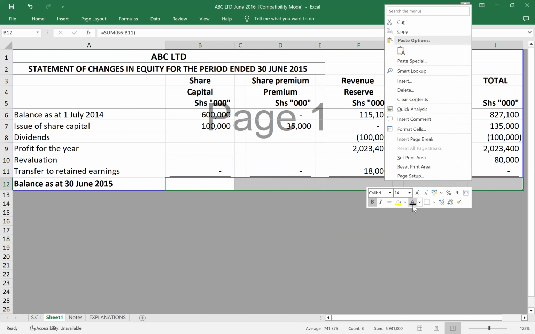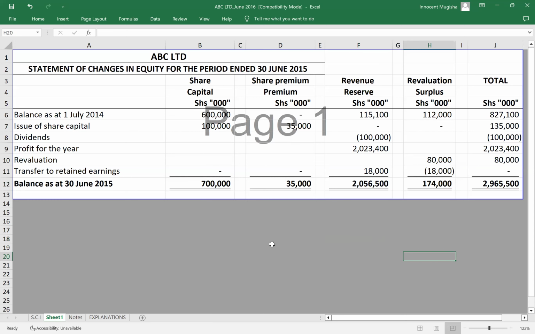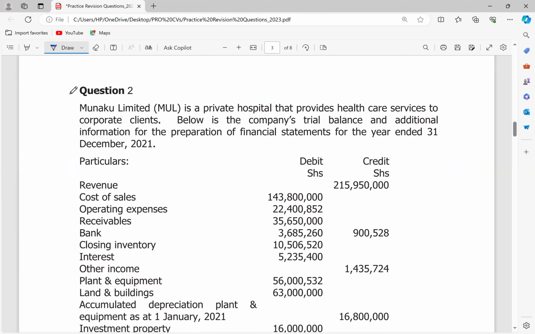So congratulations, you have managed to go through your very first fully fledged exam type question on IAS 1. You still have 2 more numbers that we are going to do in the subsequent lectures we are going to have together. We still have our AUL, a more advanced, MUL, a more advanced question.